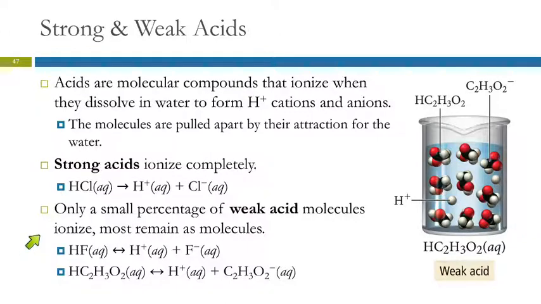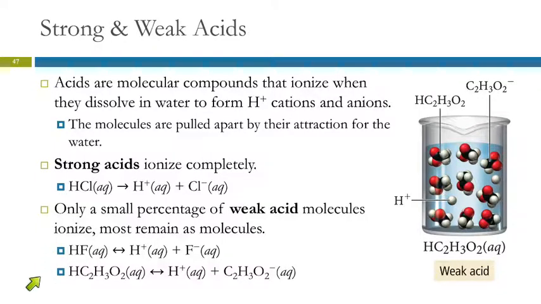A weak acid, though, will mostly remain as molecules and only form a few ions. So it'll just ionize a little bit. This arrow only has one head. It's pointing to the right only. This reaction goes to the right. The hydrogen and the chloride do not come back together and form molecules in the water.